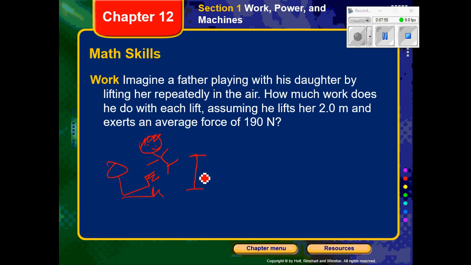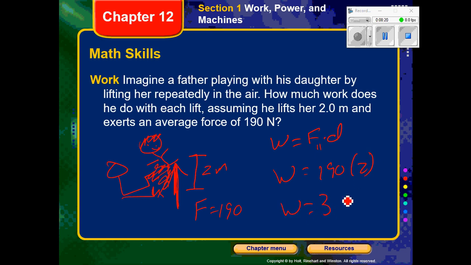So here's the distance of 2 meters. And I suppose you have to be touching the kid to be putting that force on there. So the force is 190 newtons. Okay, so work is force times distance, parallel. And is it parallel? Yeah, because the kid is going up and down. The force has to go up in order to move this kid upward. So it's 190 times 2. The work is 380 joules.